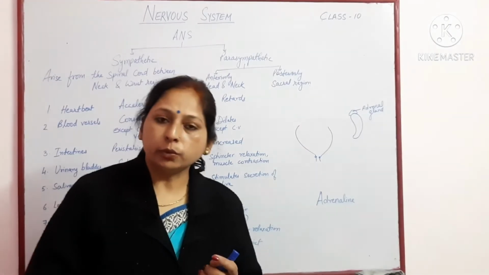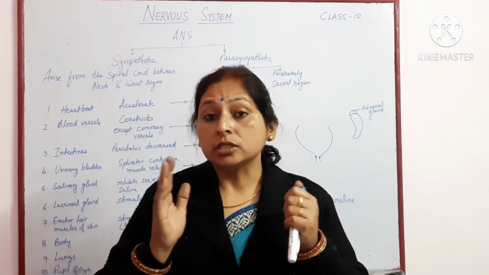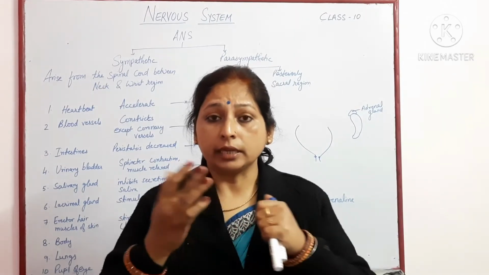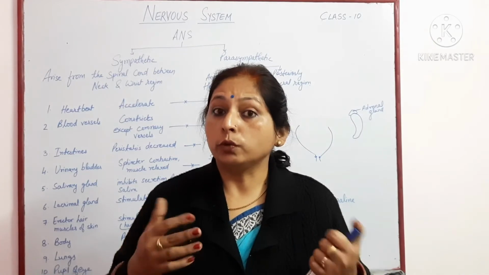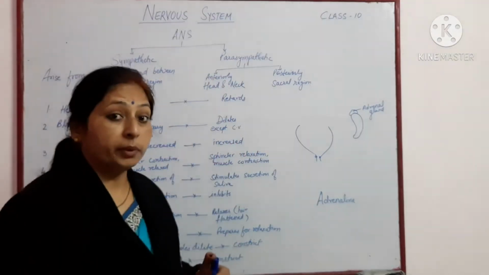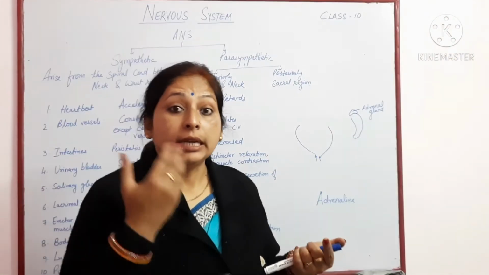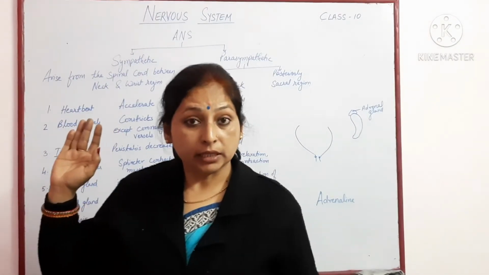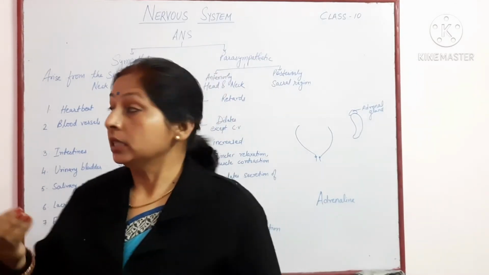Now think of a situation. You are watching an interesting match and the match is at its end, like the situation of 4 balls, 3 runs. At that time, what responses does your body give? First is heartbeat. At that time, heartbeat is faster. All these responses are by the sympathetic nerve. Heartbeat is faster.